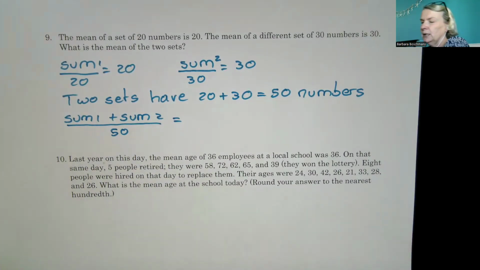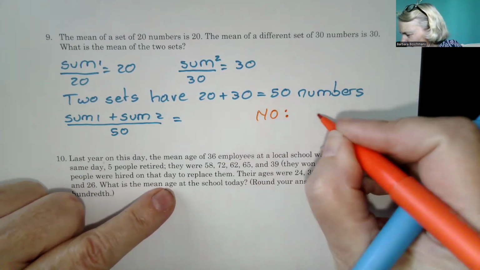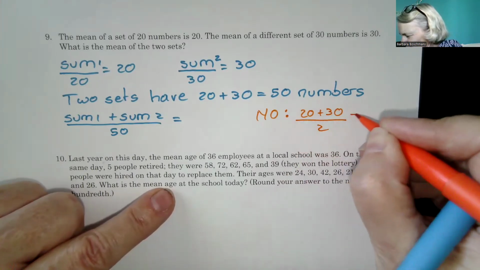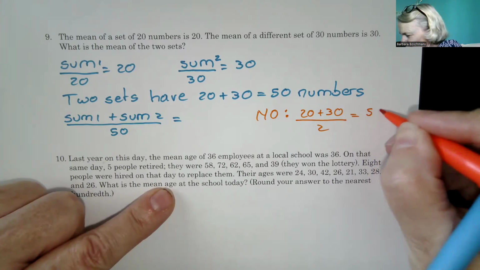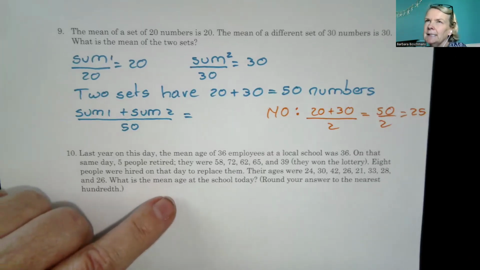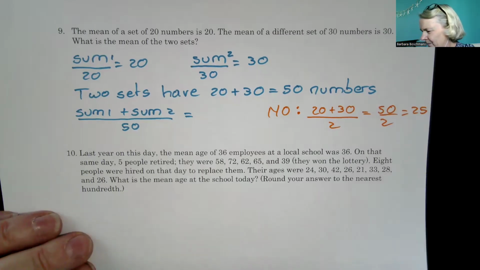This is what you cannot do. I'm going to write a big no. No, you cannot do 20 plus 30 and divide it by 2 and get 50 over 2, which is 25. You cannot take the mean of a mean, if that makes sense. So you have to find that sum 1 and sum 2, you have to find those totals first.